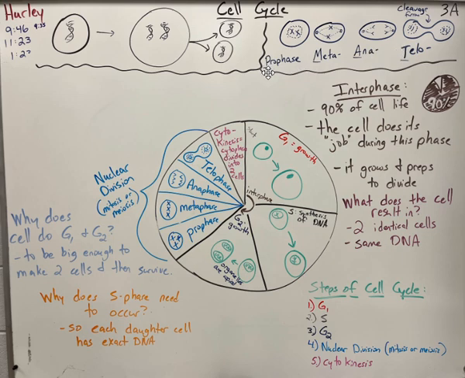So we remember it by saying PMAT: prophase, metaphase, anaphase, telophase, and the acronym there is PMAT. And I'm sure you can go online and find different ways of remembering that, but PMAT is how I remember it. And so very quickly, prophase, metaphase, anaphase, and telophase.